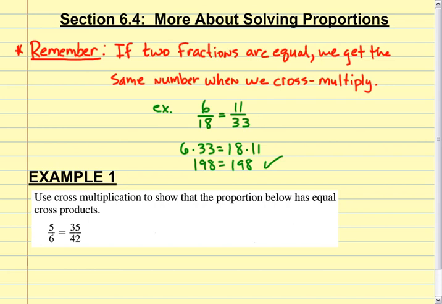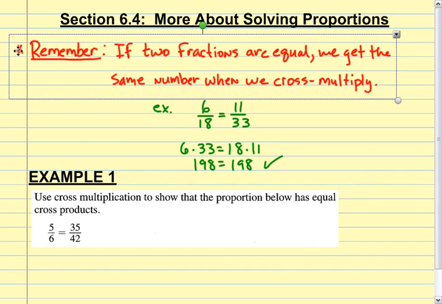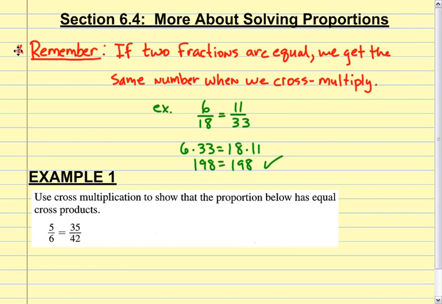So, let's look here. It says, remember, if two fractions are equal, we get the same number when we cross multiply. And I put a little example here. I'm going to put parentheses around it because we're old enough now. We know that parentheses between two numbers means multiply them. So you can see that 6 over 18 equals 11 over 33, because when I cross multiply, I get 6 times 33 equals 18 times 11.